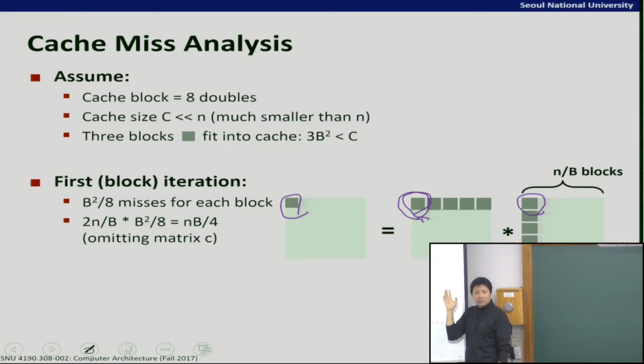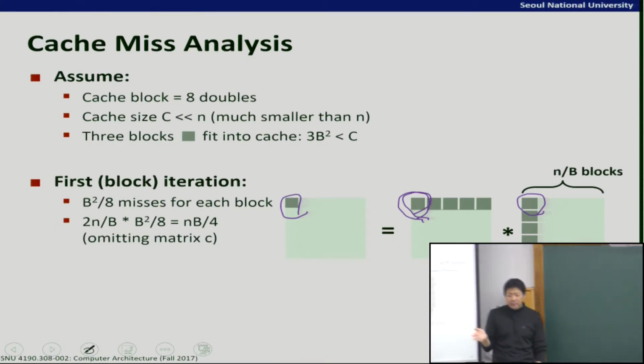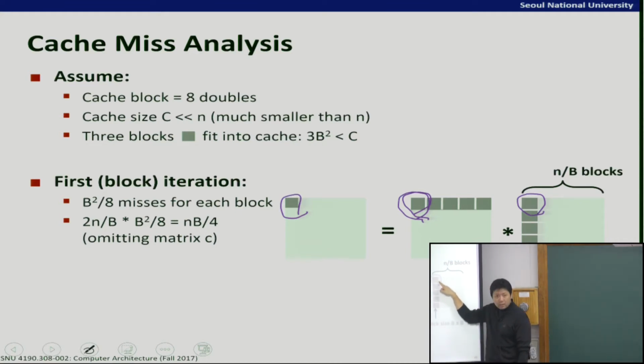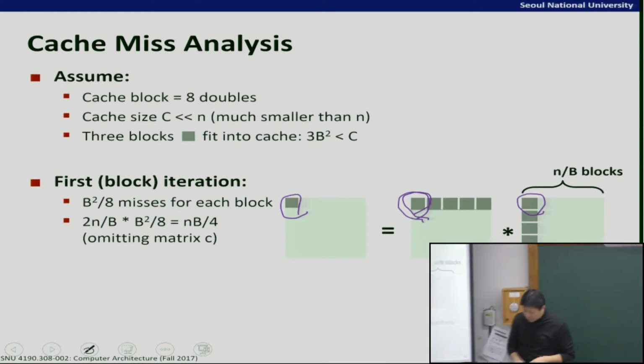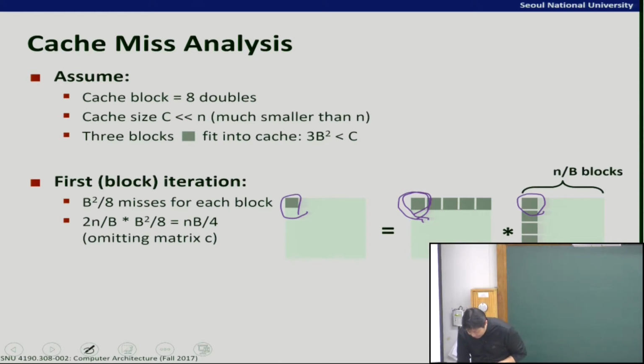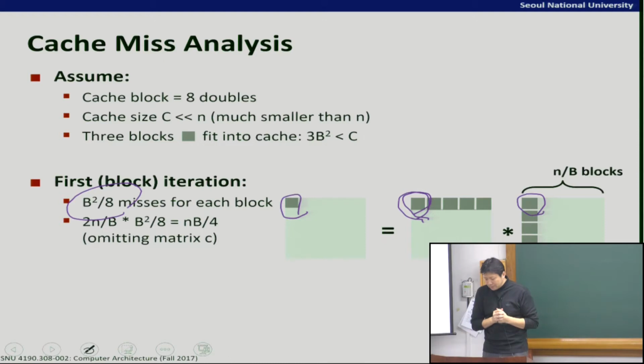Because let's assume b is divisible by 8, some multiple of 8. If you make that assumption, the total number of misses to load the entire block into the cache is the total number of elements divided by 8, because we have 1 cache miss for every 8 elements, right? So that's the reason why we have b squared over 8 misses for loading each block into the cache.